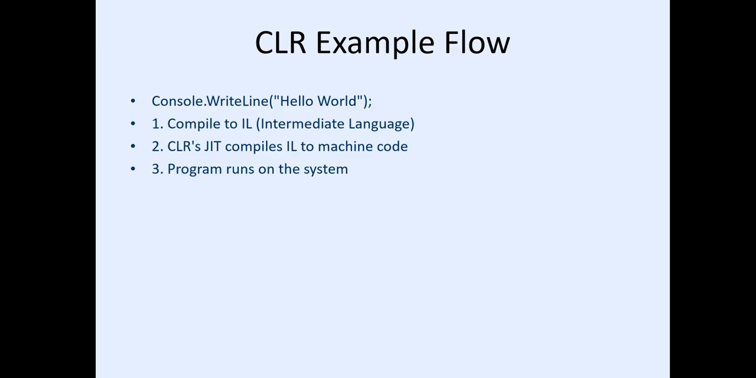So if you are writing Console.WriteLine inside our hello world, the compiler converts it to IL, that is intermediate language. You should understand that compile stage and the JIT compiler inside the CLR. The JIT, just-in-time compiler, takes intermediate language to machine code. That means intermediate language is converted to machine code with the help of the JIT compiler.